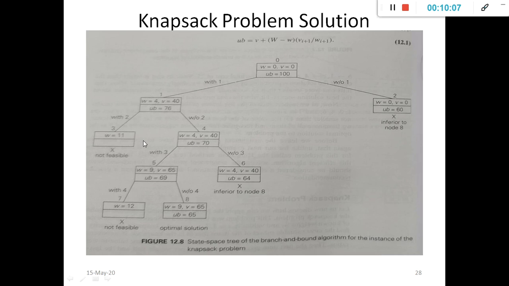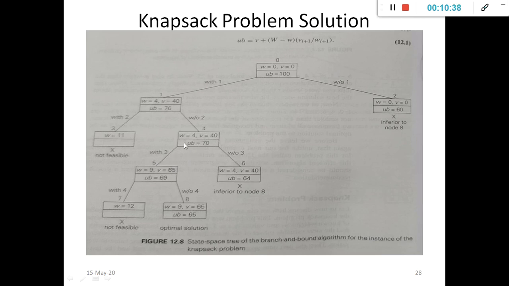From this discussion you have already realized that node 3 is discarded because it is not a feasible solution. Then you have to expand your state space tree from node 4 as node 5 and node 6, and there are two possibilities: including item 3 into the knapsack or not placing item 3 into the knapsack. Let us see what happens when you place item 3 into the knapsack.